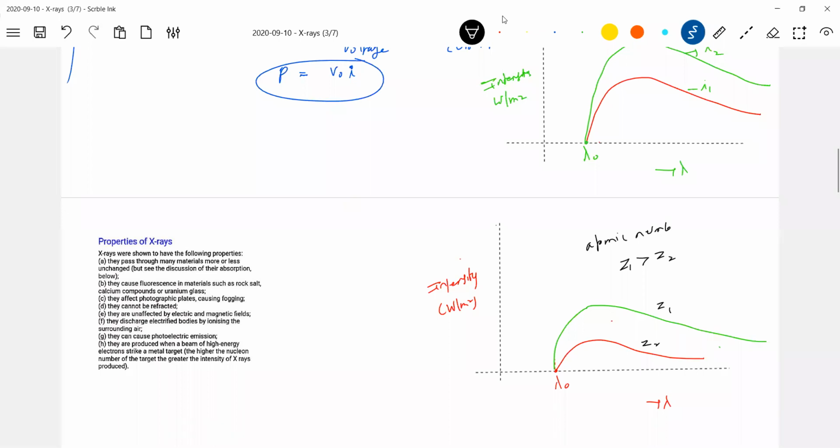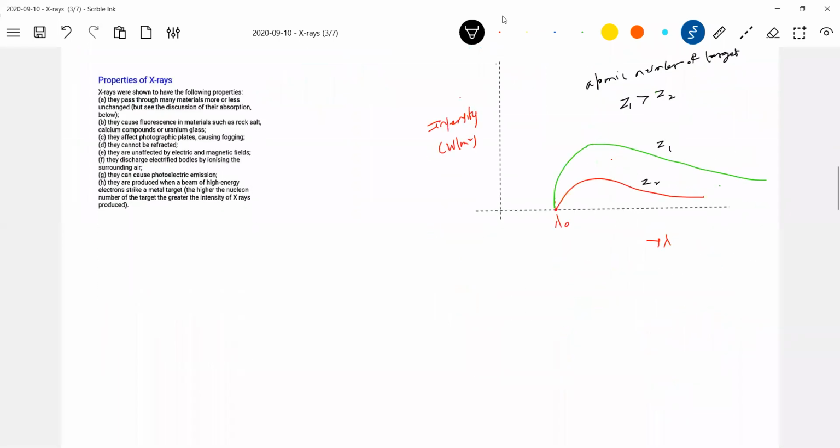Atomic number of target. Okay, I agree with this one. So as you increase atomic number, what happens? The atoms will be more densely packed in a given volume. Because of that, the electron will encounter more resistance, more retardation, and then more photons. The intensity will slightly increase. This is a curve, just remember. Cutoff wavelength will not change. Cutoff wavelength depends only on exciting potential.